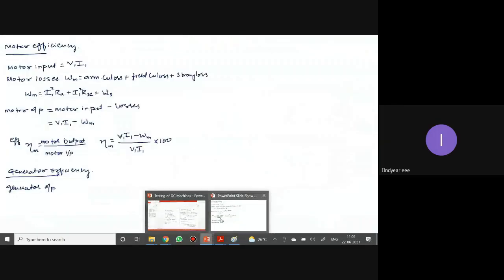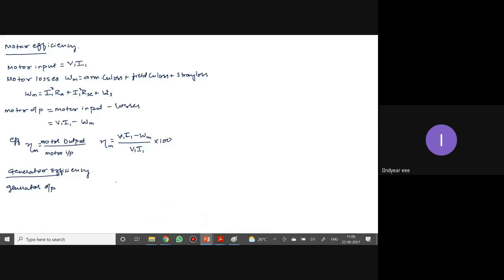Okay. So generator output. Sir, output screen is not visible. I think, yeah, I got it. There was a disconnection. That is the reason. Now is it visible? Yes, sir.